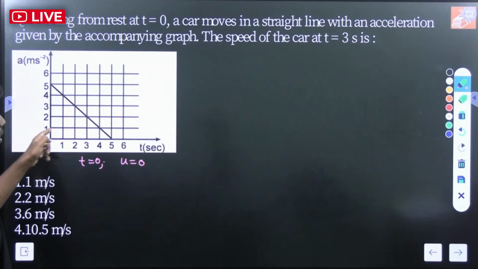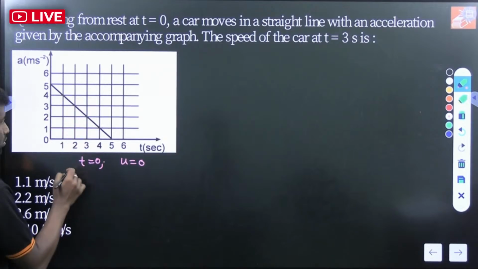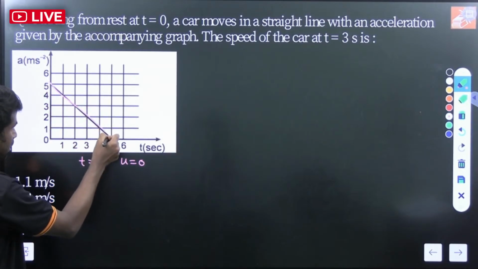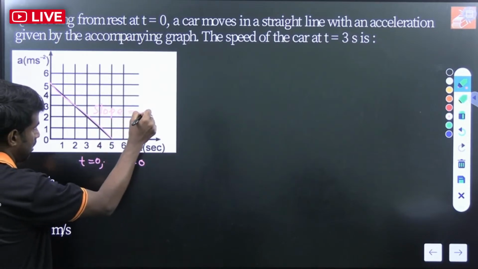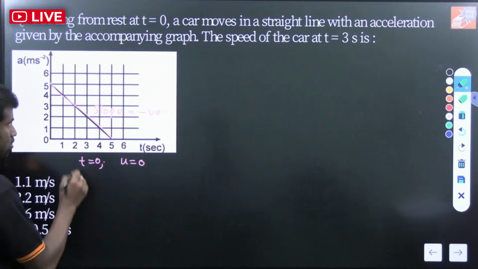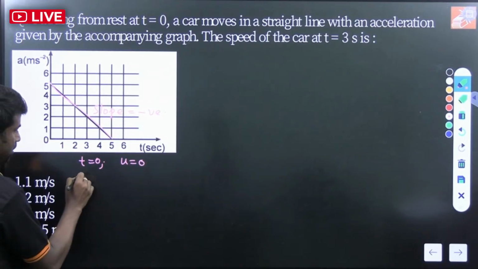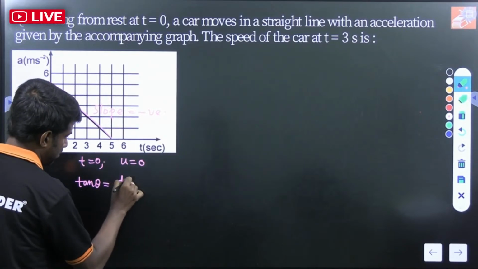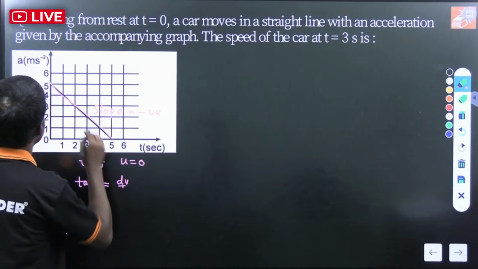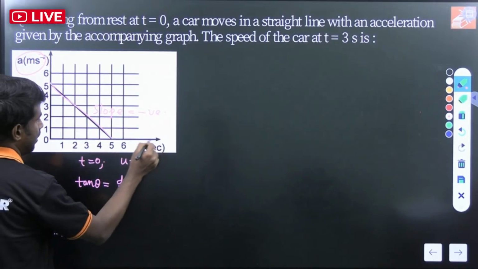So that acceleration time graph is given here. So the speed of the car at t equal to 3 seconds. They asked speed. So chalo, let's first find out the acceleration value. From this graph we know this one is a straight line. Of course this straight line's slope is negative. No? We know the slope is delta y by delta x. That means tan theta equal to dy by dx, or here acceleration and time.